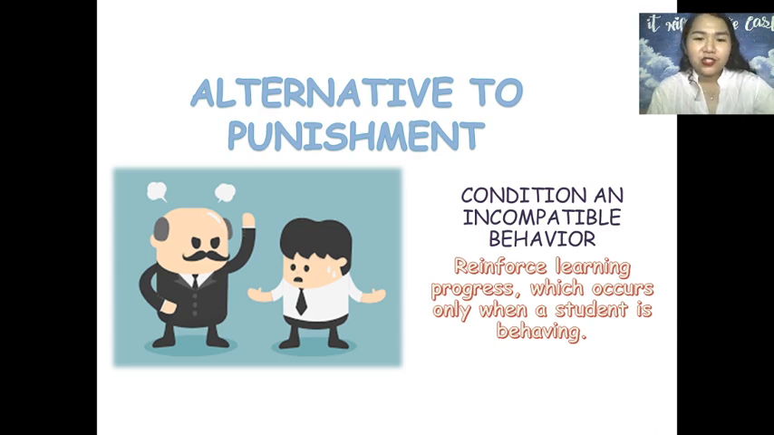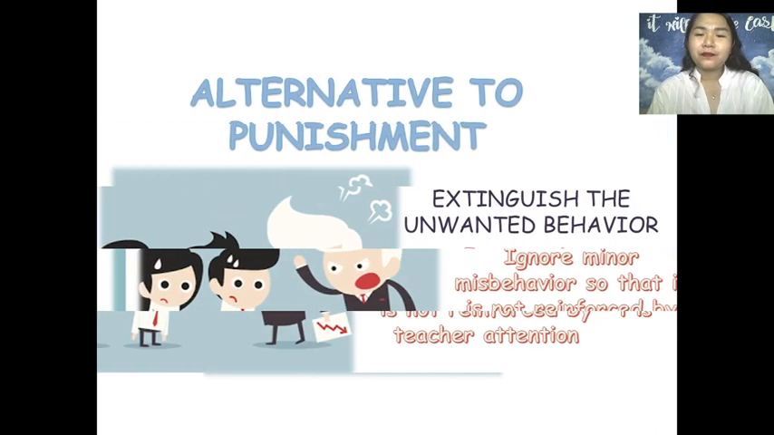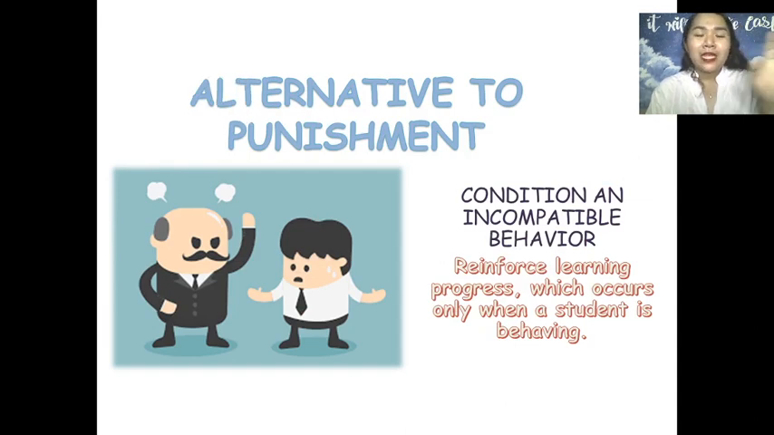Those were the different alternatives to punishment. Again, when we say operant conditioning, it pertains to rewards and punishment. It is by B.F. Skinner. When we say reinforcement or rewards, it is more likely to increase or strengthen the behavior, while punishment weakens the behavior. We have two types of reinforcement: positive reinforcement and negative reinforcement. For punishment, we also have positive punishment and negative punishment. Then, we also have the schedules of reinforcement, and the alternatives to punishment.